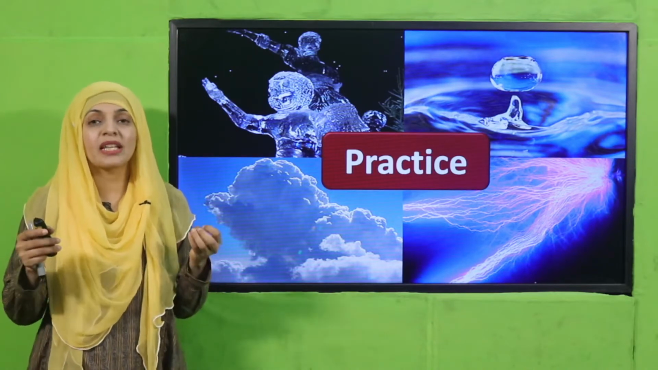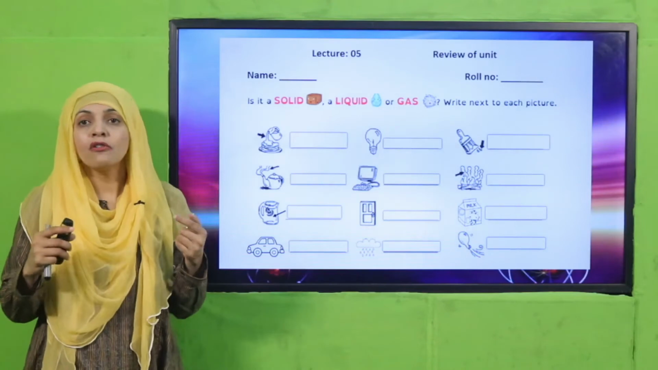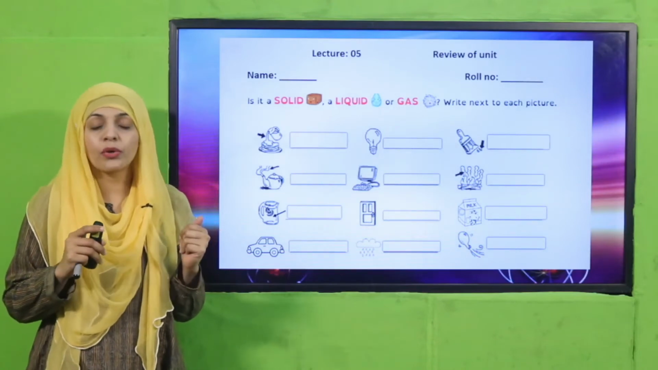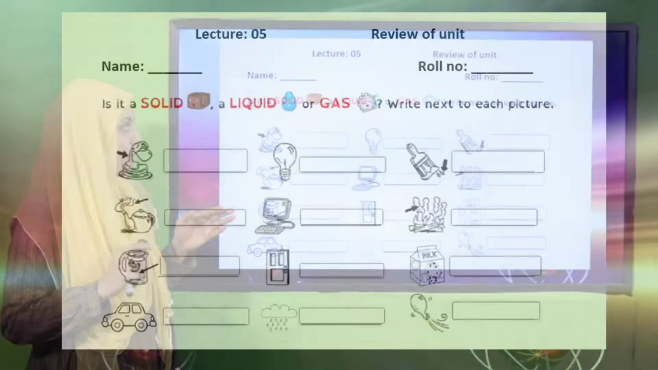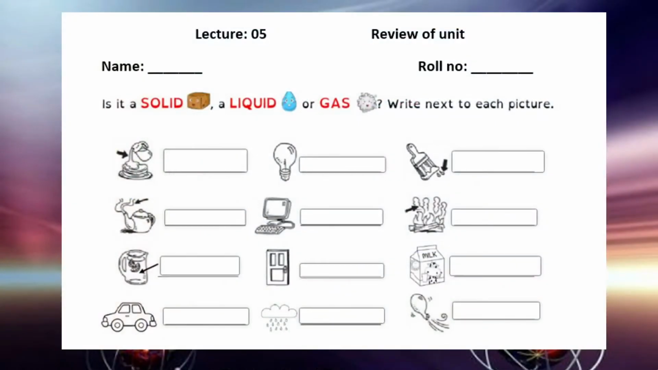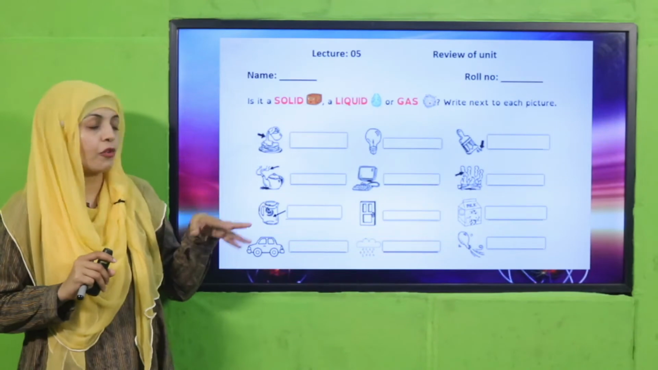Now I will provide you with an assessment sheet which you can download from the description box below this video, or you can get it in print form by your teacher. So my dear students, write down your name and your roll number. Then is it a solid, liquid or gas? Right next to each picture. So some pictures are given here. What you need to do is look at them very carefully and then sort them out accordingly: solid, liquid and gas, right in the box in front of each picture.